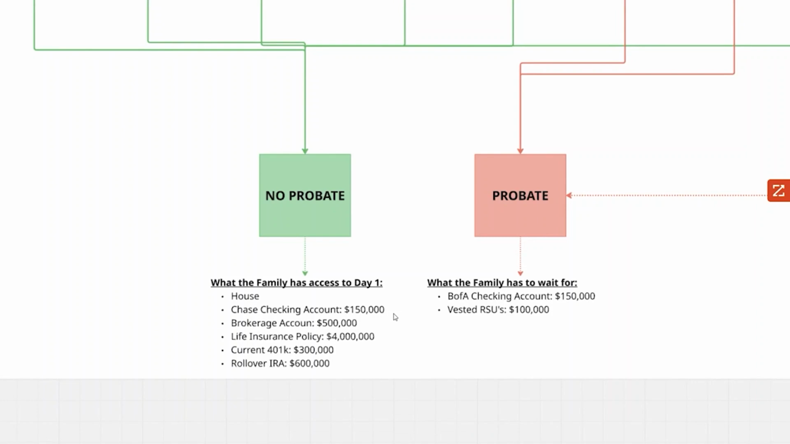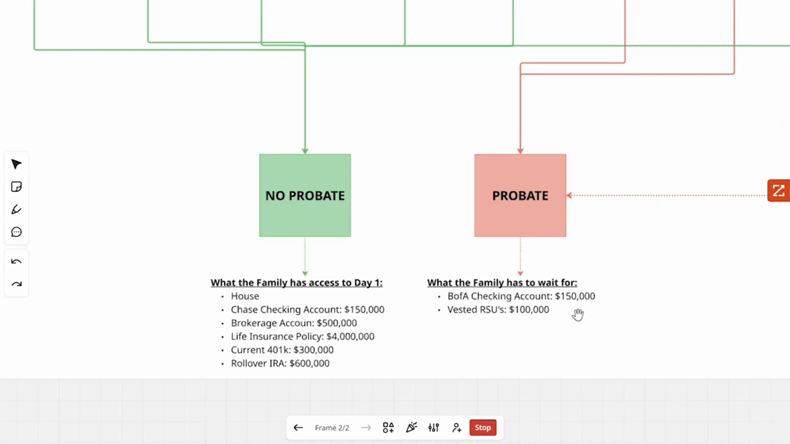Now, what the family doesn't have access to, and what they're going to have to wait for and go through the whole probate process, which, as we looked at in the last video, can take anywhere from 6 months to 2 years, maybe even longer. It can cause a lot of headache, a lot of distress, and a lot of unnecessary funds that maybe you don't want to be paying out. So that Bank of America checking account, as you see here, that 150,000 is going to be stuck in probate, as well as the vested RSUs, or the vested stock units. Let's just say at $100,000.